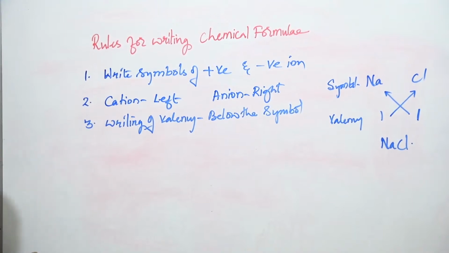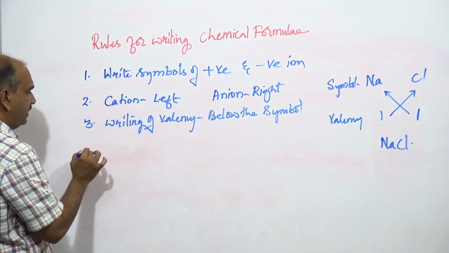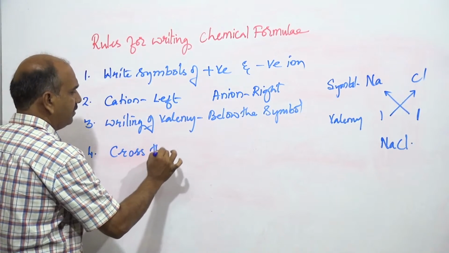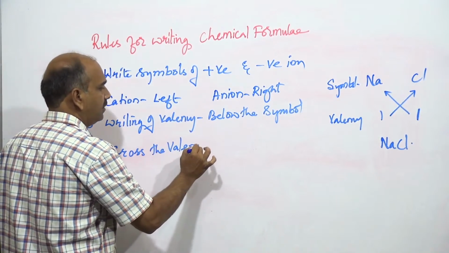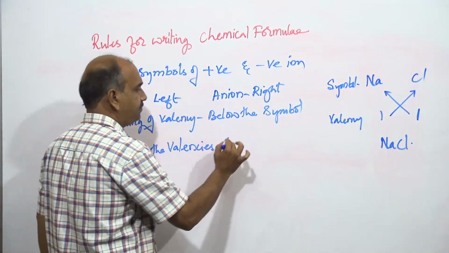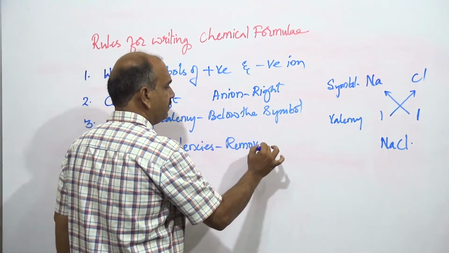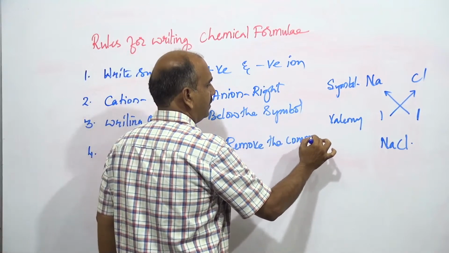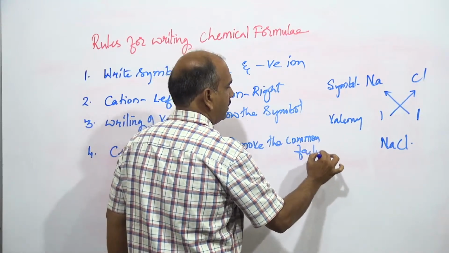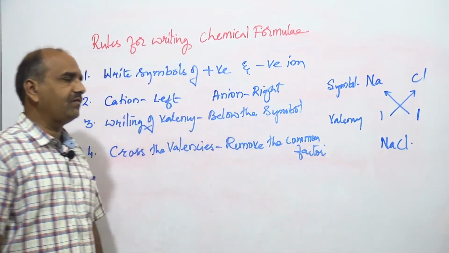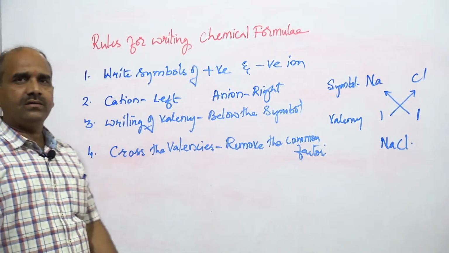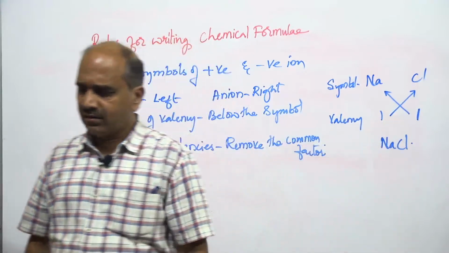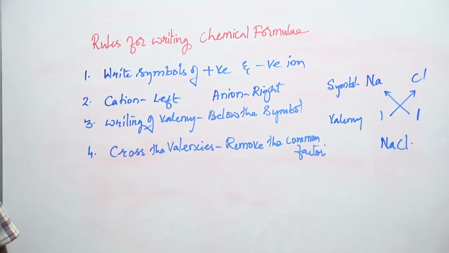So after writing the valencies, what have you done? Cross the valencies. The important work is to cross the valencies and remove the common factor. Cross the valencies and remove the common factor. So there you get the molecular formula.